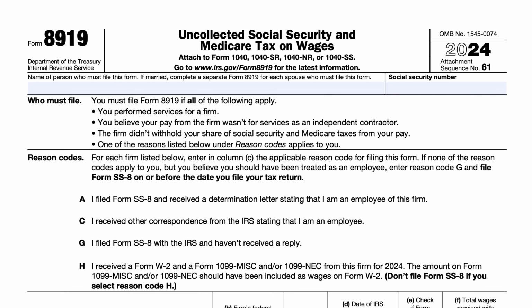Reason code G would mean that you filed the Form SS-8 with the IRS, but you haven't received a reply back. And then reason H is you received a Form W-2 and a 1099 from this firm for the tax year, and the amount that was reported on a 1099 should have been included as wages on the Form W-2.